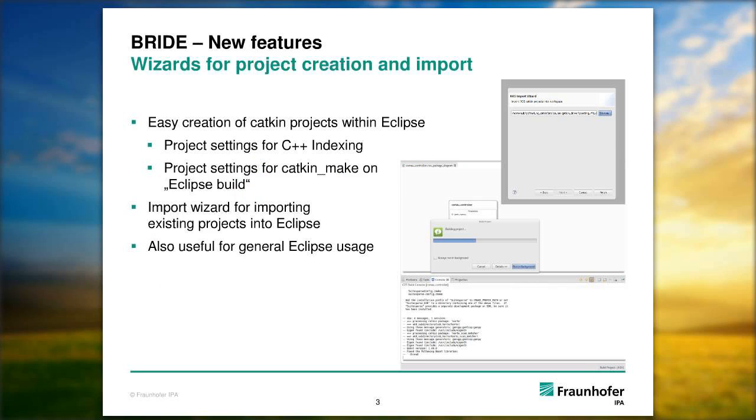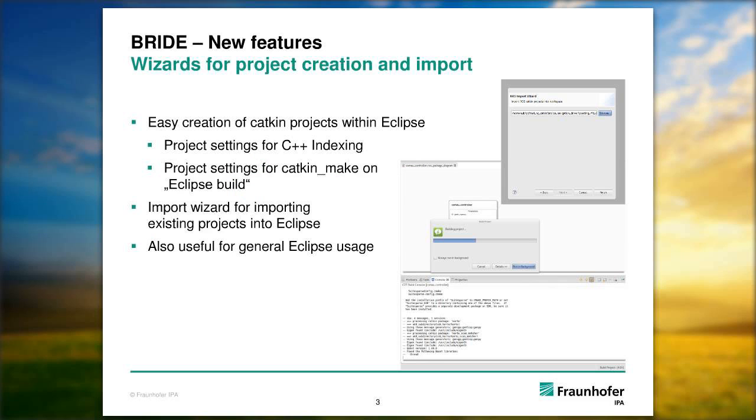So we integrated now wizards for creating projects with a specific setup for ROS. So you basically can create a new project and everything will be set up for C++ indexing. You can just use the Eclipse build to actually utilize catkin make, and that makes setting up Eclipse much easier.